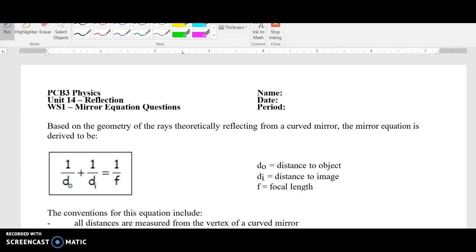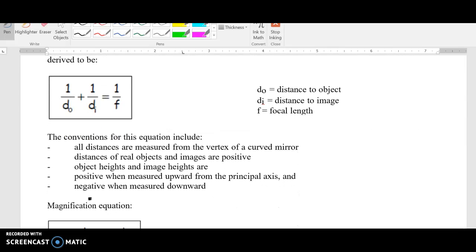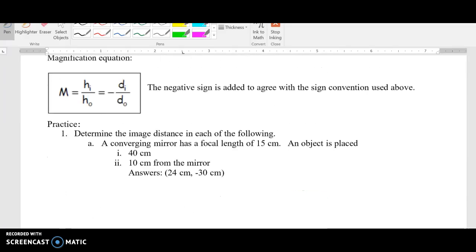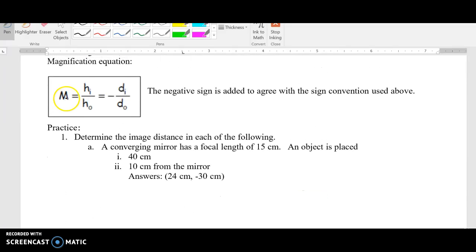Hey guys, so we learned about the mirror equation today that deals with convex mirrors and where to find the image and magnification. The equation that we have is very much like the lens equation. It's the same equation, as a matter of fact, and follows the same principles. And then the magnification equation is even more straightforward. Magnification is the height of the image divided by the height of the object, or it's the negative of the image distance divided by the object distance.